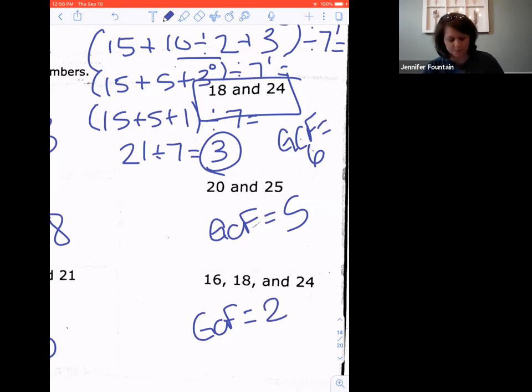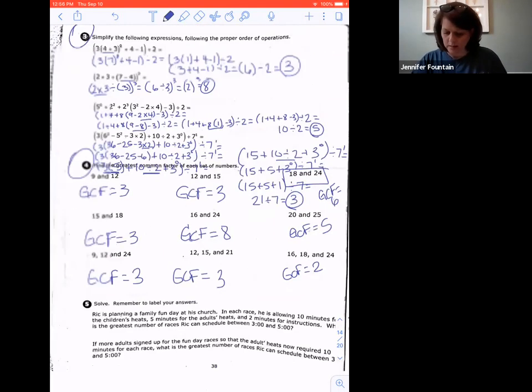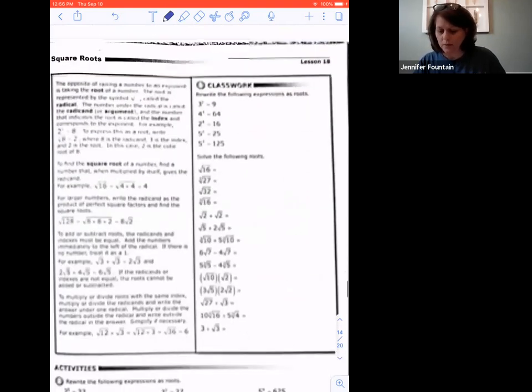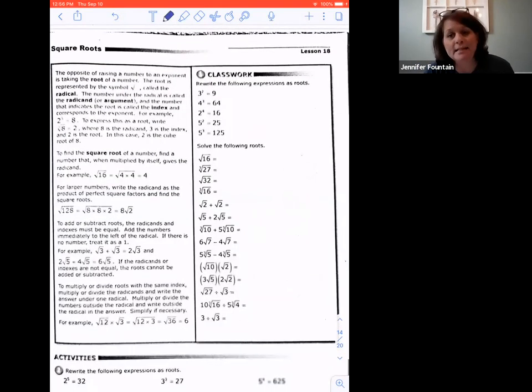All right, good deal. So then we are going to go ahead and move on to lesson 18 today, dealing with square roots. Okay.